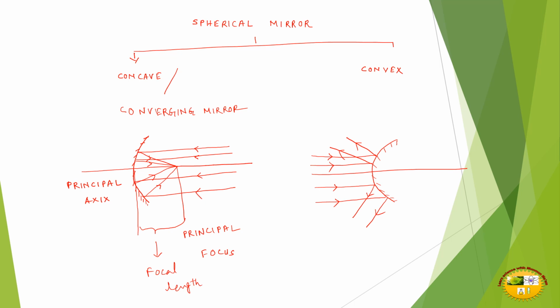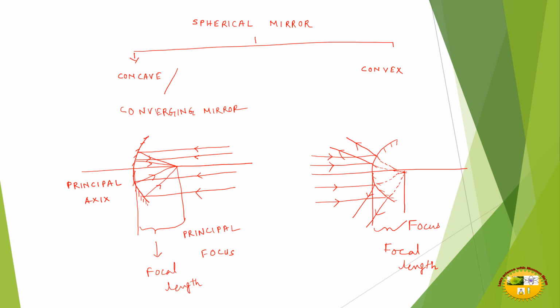And if we draw lines behind, we will see that these light rays appear to meet at a point on the principal axis. Right? This is of course the focus, and this is the focal length. Right, this is the focus and this is the focal length.